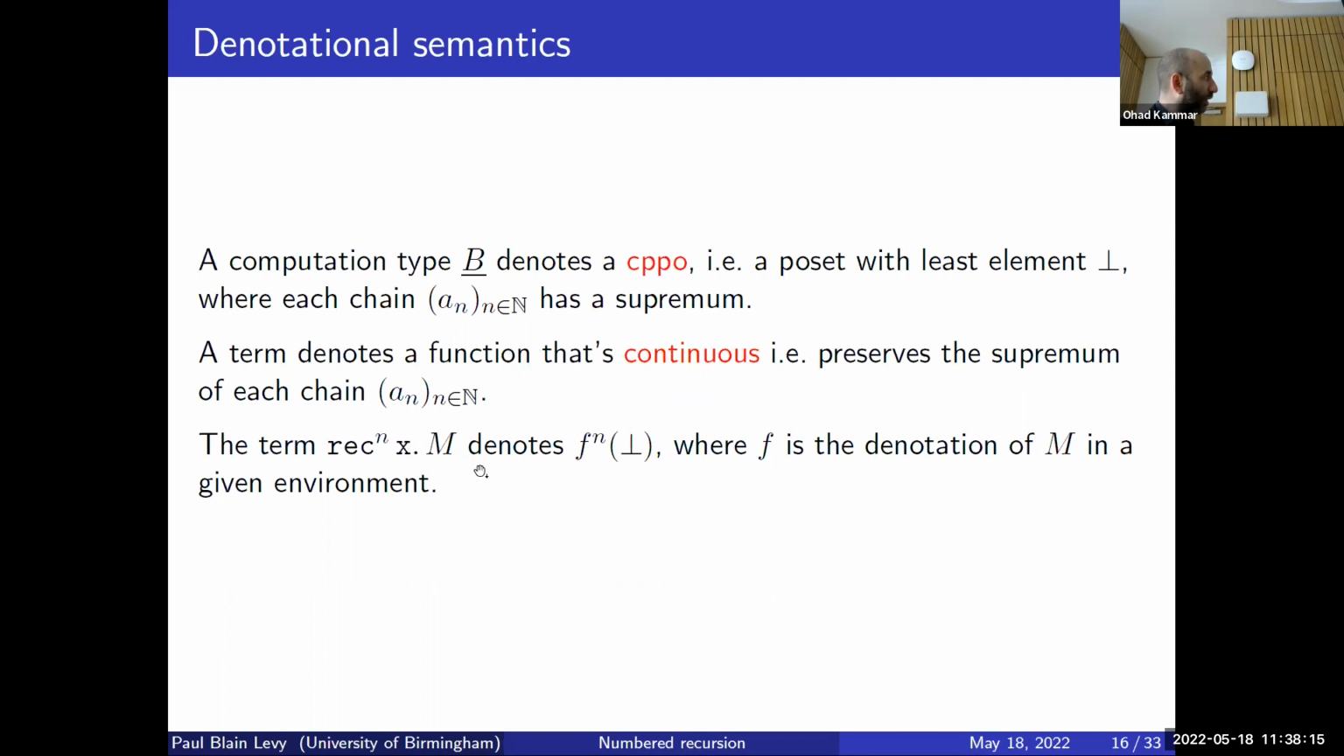And the way that you interpret these approximants to recursion is that you take the denotation of M, which is a function in a given environment, and you apply it to the least element that number of times. So if you're used to denotational semantics, that's exactly what you would expect this thing to denote.